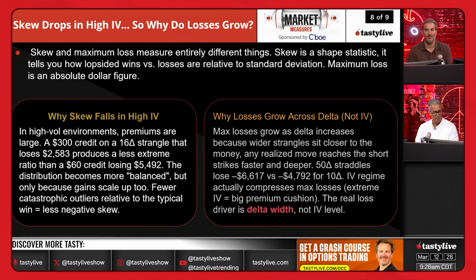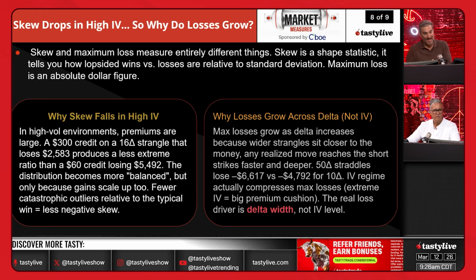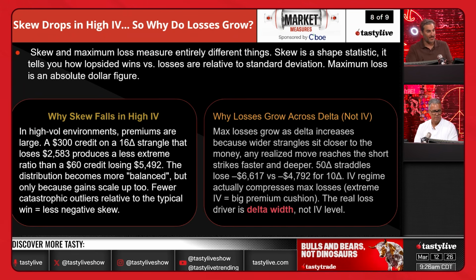So delta will influence your max losses. You're going to have a higher number for max loss when you are at a higher delta because you're closer to at the money. When volatility really, really expands, because of how much added value you're getting from those options, the difference between that 50 and 10 delta option is not that wide. Whereas when volatility is at a 10, the difference between the loss on a 50 delta versus 10 delta is going to be a lot wider.